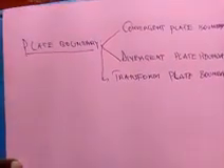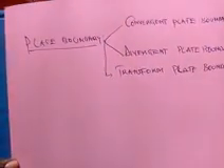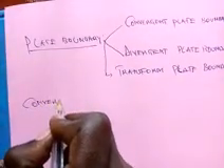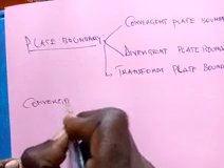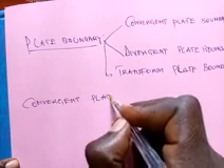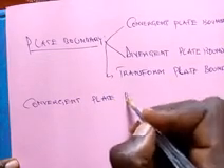Let us see one by one. Begin from convergent plate boundary.